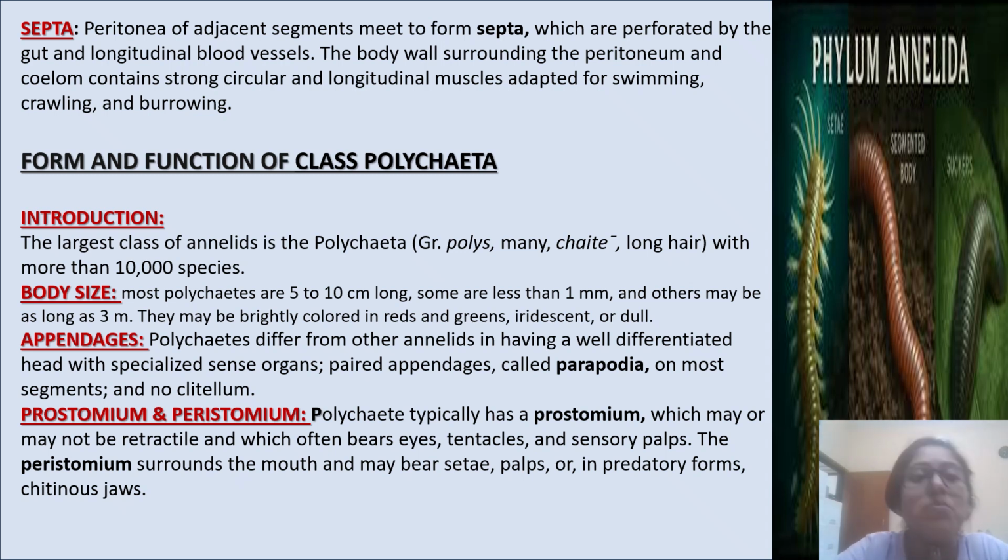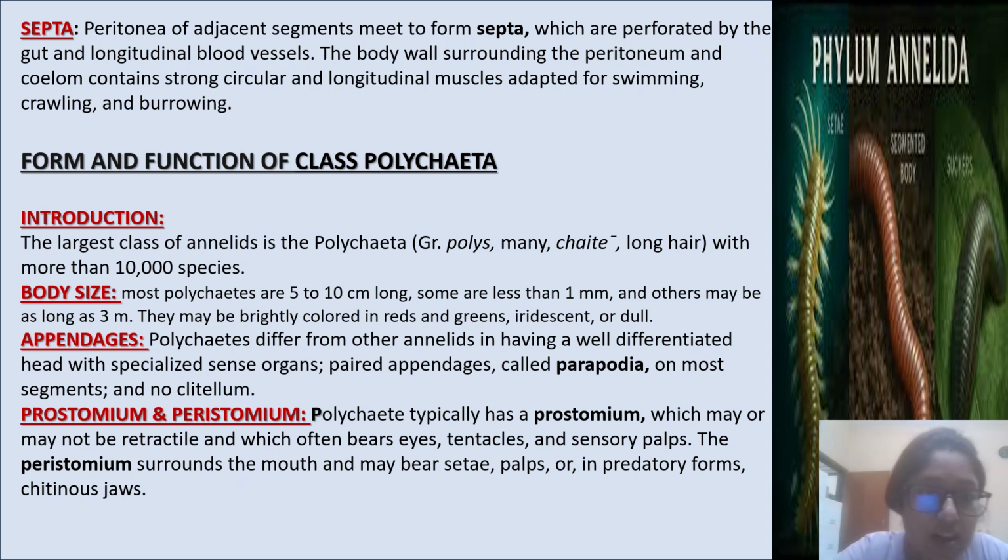Next, septa. Peritonea of adjacent segments meet to form septa, which are perforated by the gut and longitudinal blood vessels. The body wall surrounding the peritoneum and coelom contains strong circular and longitudinal muscles adapted for swimming, crawling, and burrowing. Next, form and function of class Polychaeta.